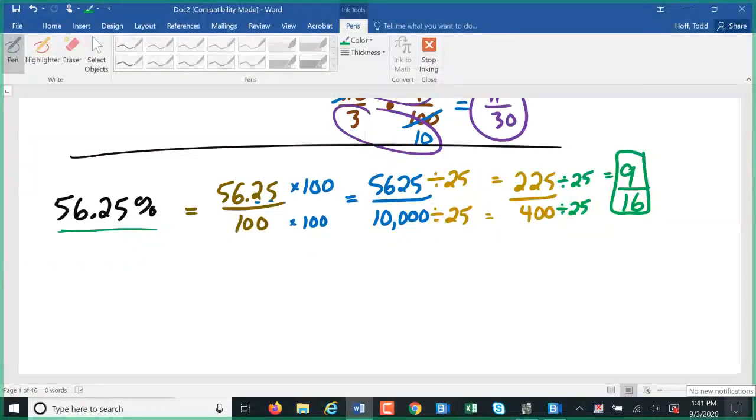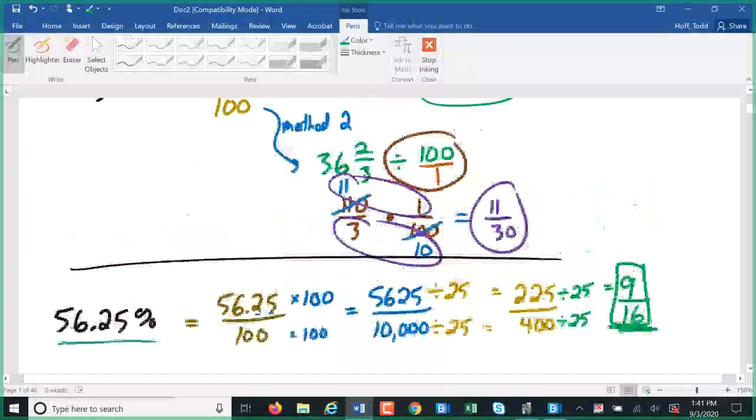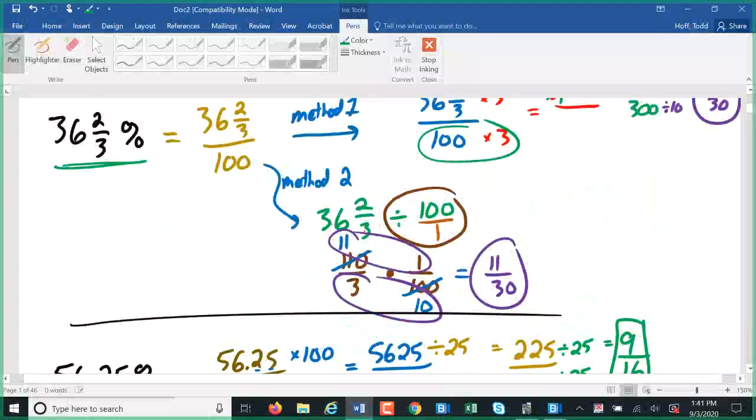Now, we mentioned that these percents actually are part of ratios. So technically, this is not 9/16 as a fraction. It's 9 out of 16 as a ratio. Same with these up here. 36.2% or 36 2/3% is 11 out of 30 as a ratio.